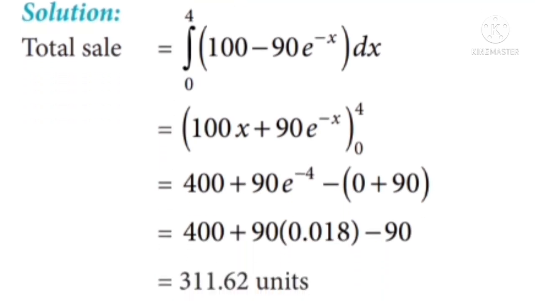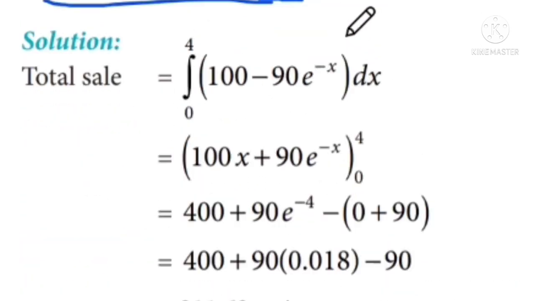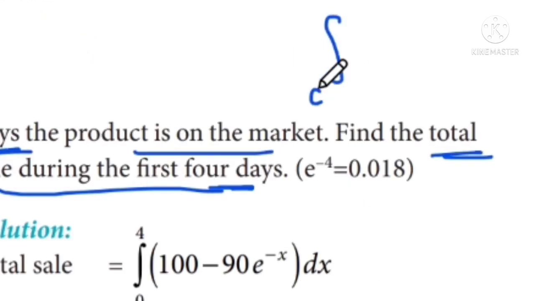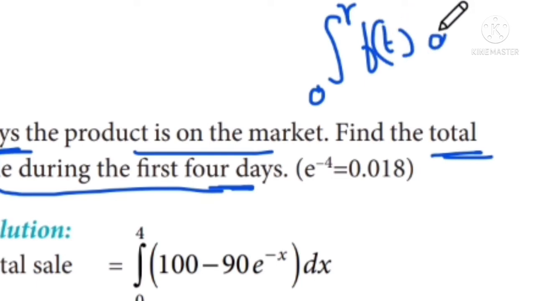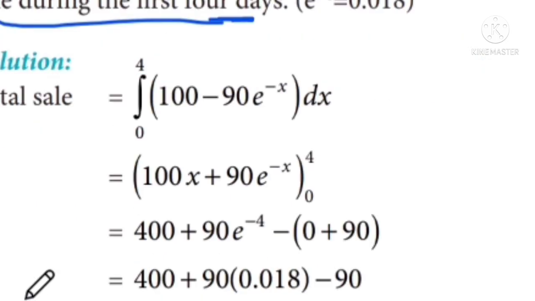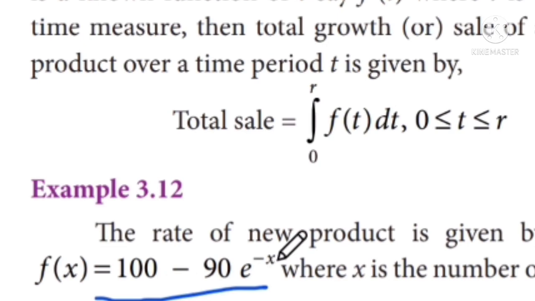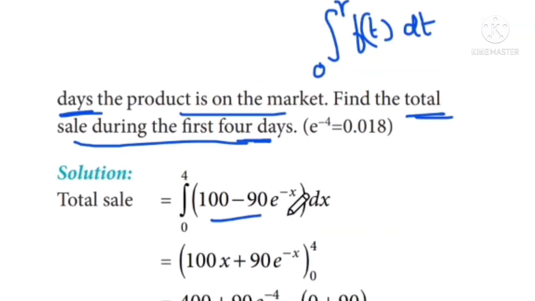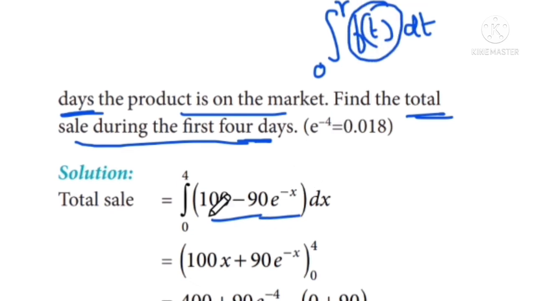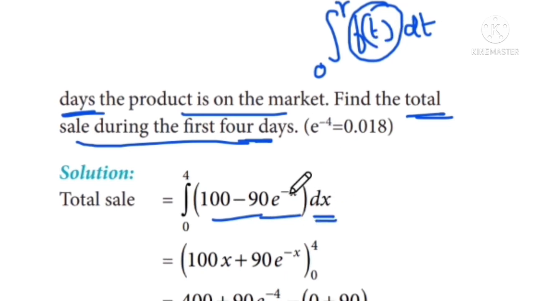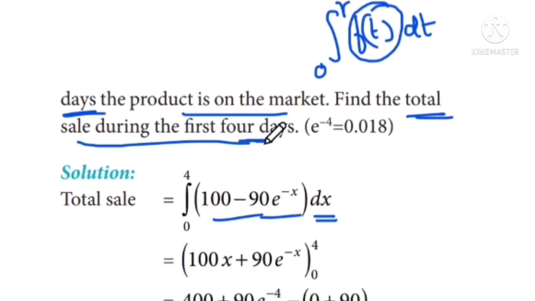What is the formula for the total sale? Integral 0 to T of f of t into dt. That is the formula. F of t is given here. The function is given. What is the function given? 100 minus 90 e power minus x. It is given in terms of x. So put 100 minus 90 e power minus x into dx. All this t, replace it by x. Now the limit is 0 to 4. The upper limit is 4.